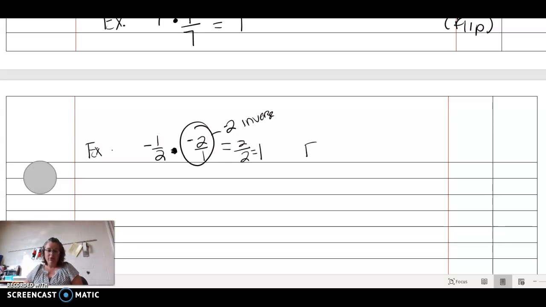Also works for variables. So if I give you a over b, the reciprocal would be b over a. We do get 1. So if I multiply these two together, you get 1. It's a fun one. All right, let's look at the commutative property.